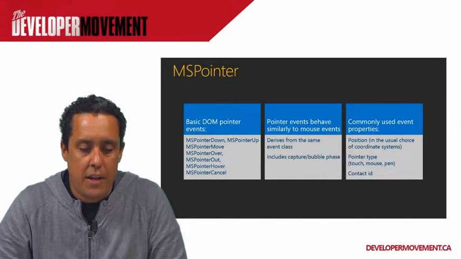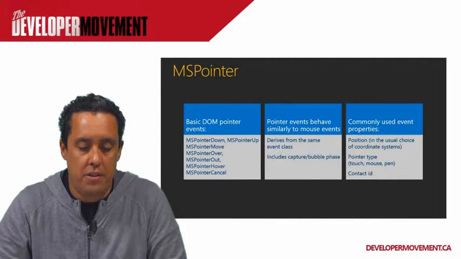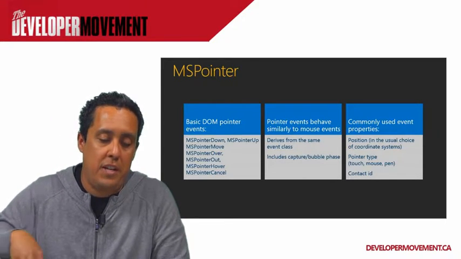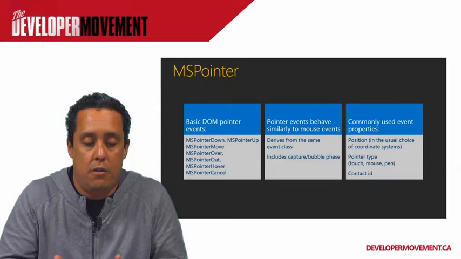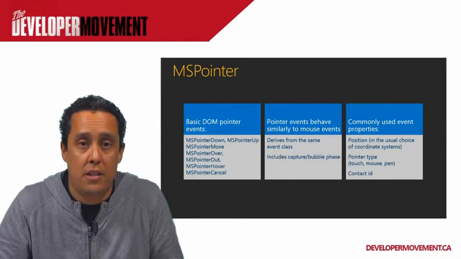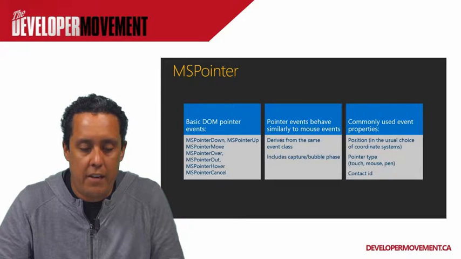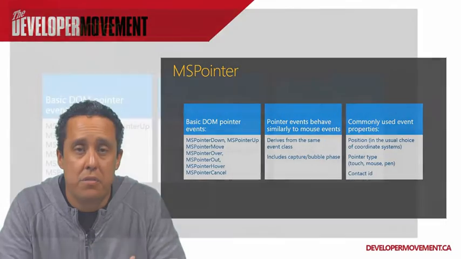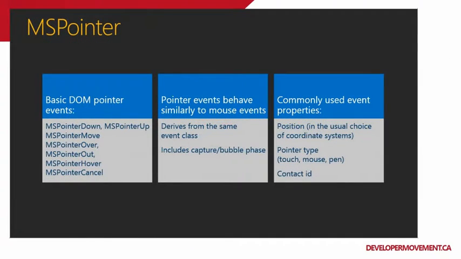So the main thing you're going to have to look at here is the MS Pointer. This works in the IE browser, it doesn't work in other browsers, and it's going to be available on Windows 8, obviously, since it's the IE10 engine that's in there. So you're going to have your pointer down, pointer up, hover. All those things are going to be available. Pointer events behave essentially similar to mouse events. They derive from the same event class and bubble up into the JavaScript.